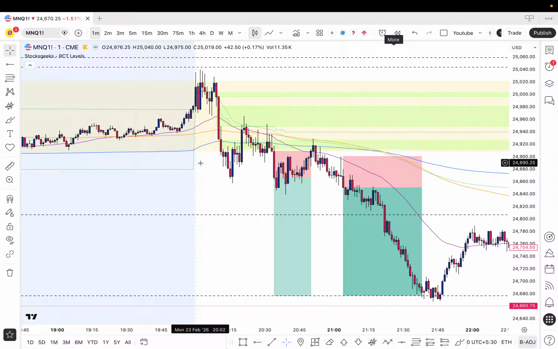And RCT levels have been the same. Previous day high, previous day low, previous NY low, current electronic market high, electronic market low, and the Asia open line. Okay. So nothing has changed in that regard.